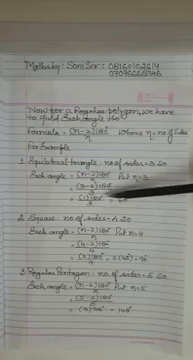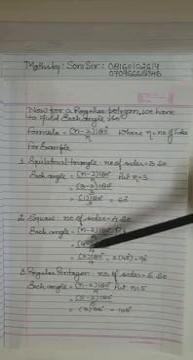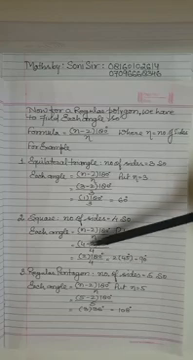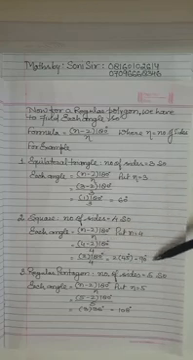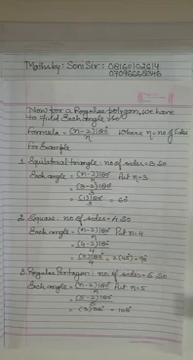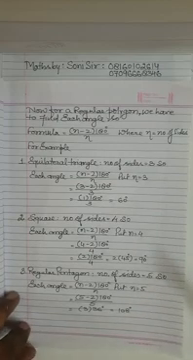3 and 180 cancel, giving 60. The answer is coming 60. For a square, n is 4. I am cancelling 4 and 180. It is coming 45. So 4 minus 2 is 2, 2 into 45 is 90. And similarly for the pentagon, when I write n equals 5, it is coming 108 degrees. So each angle of a regular polygon we can find by this formula.